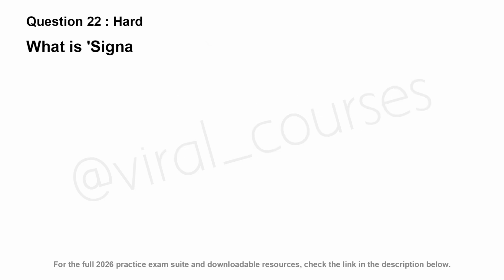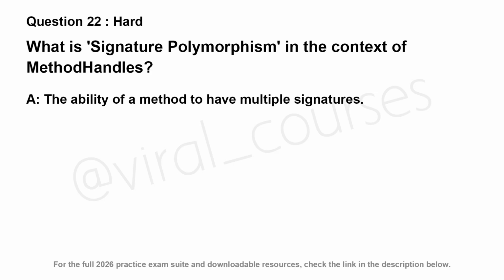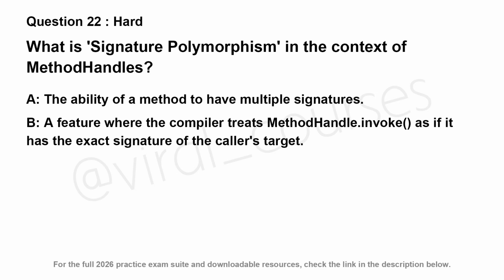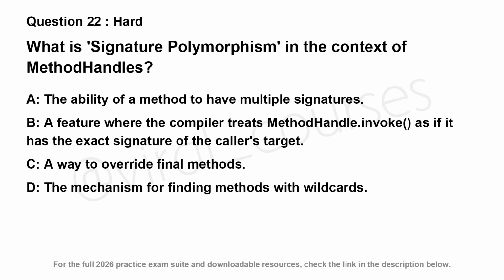What is signature polymorphism in the context of method handles? Option A. The ability of a method to have multiple signatures. Option B. A feature where the compiler treats MethodHandle.invoke as if it has the exact signature of the caller's target. Option C. A way to override final methods. Option D. The mechanism for finding methods with wildcards.